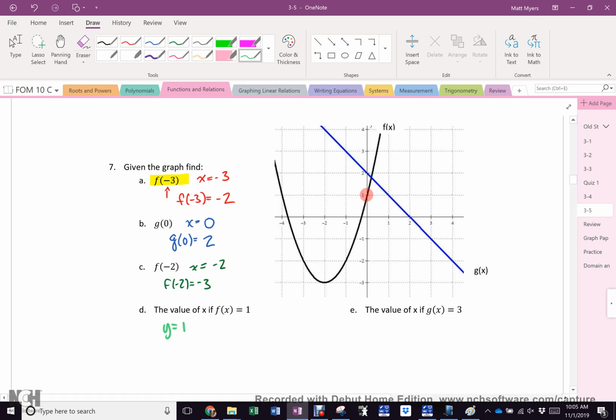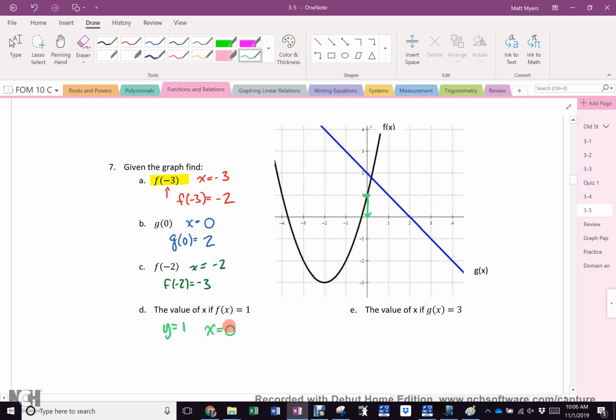I got to go to 1 on the y-axis. And that's pretty lucky because it's sitting on the curve, isn't it? What is the x value? I know the y value, so now I got to find the x value. 0. Where do I find it? Right there. 0. So when f of x equals 1, x equals 0.